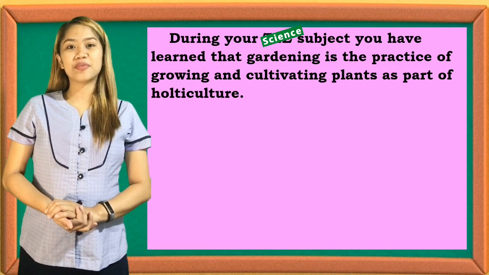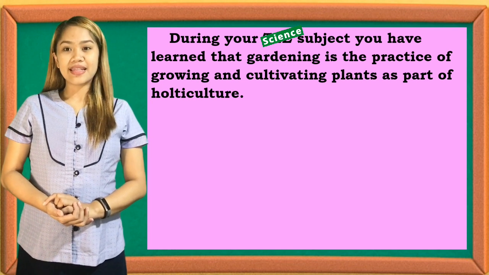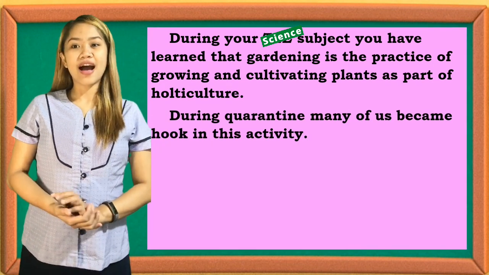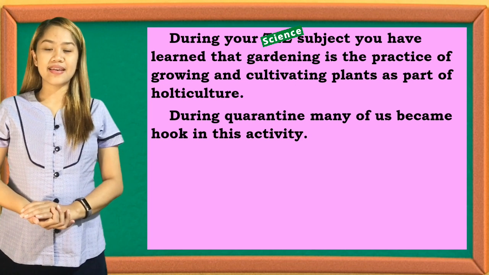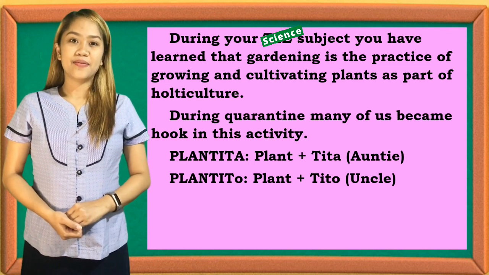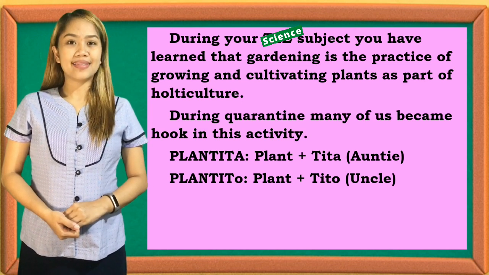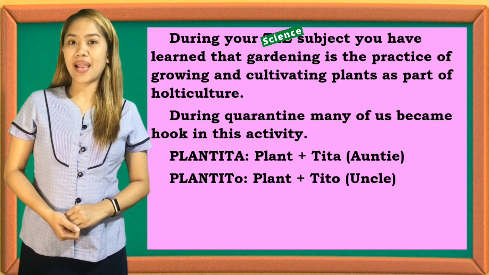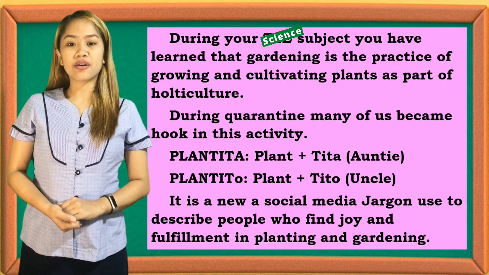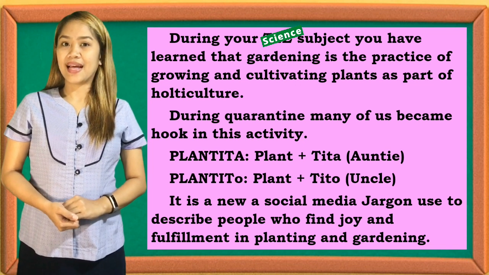During your science subject, you have learned that gardening is the practice of growing and cultivating plants as part of horticulture. During quarantine, many of us became hooked on this activity. We became familiar with the terms plantita, which originated from the words plant and tita or auntie, and plantito, which originated from plant and tito or uncle. It is a new social media jargon used to describe people who find joy and fulfillment in planting and gardening.